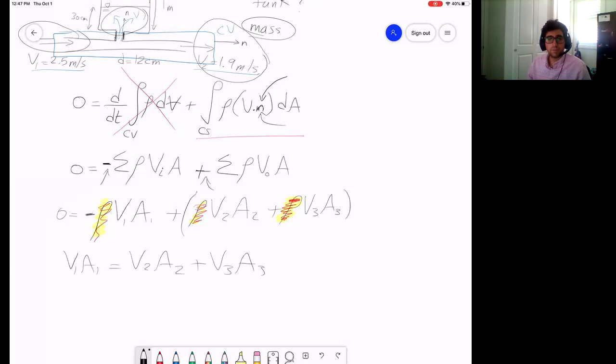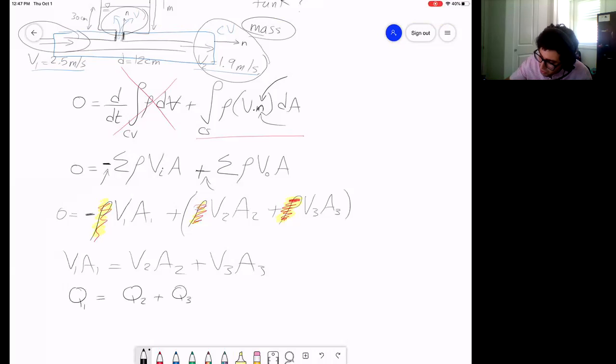Good. I just moved V1A1 to the other side. Okay. And does this remind you of anything, really? What does this equation mean? Let's analyze it. So V1A1 is Q, the volumetric flow rate. So this is Q1. V2A2 is what? Q2. And V3A3 is Q3.